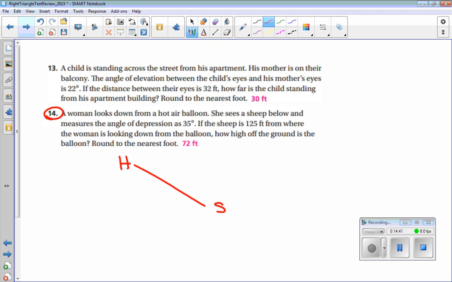Why a sheep? I don't know. Okay, but there's a sheep down there, and the angle of depression is 35 degrees. Since we're talking about angle of depression, I know I'm talking about a right triangle.